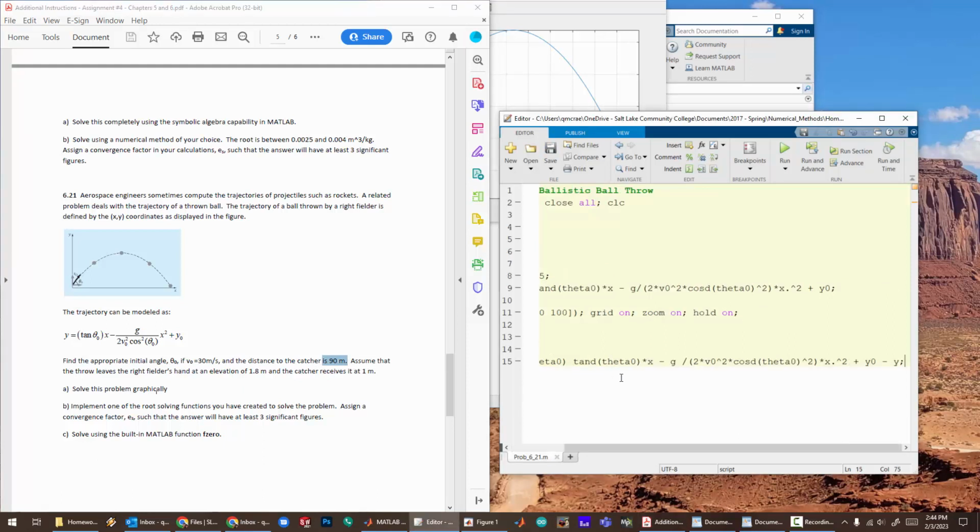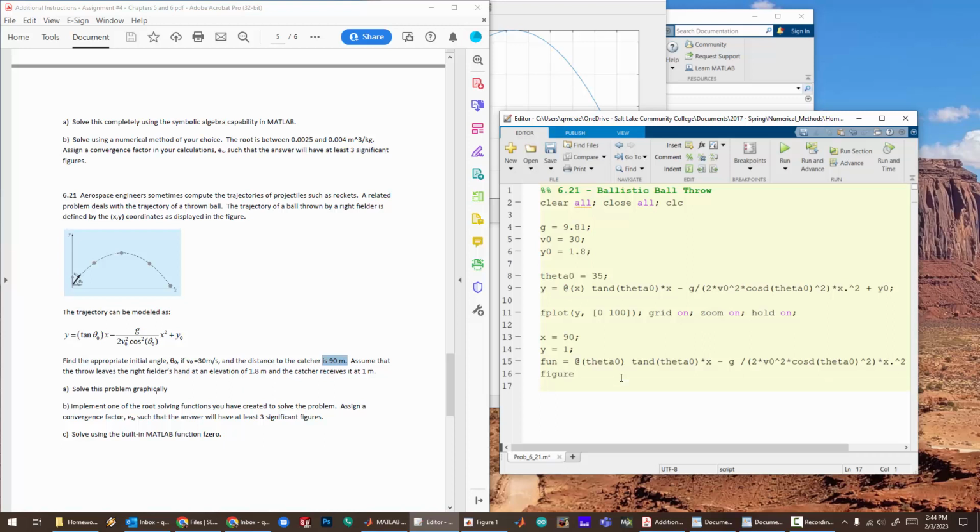Okay, so now I could do an fplot on this. And actually, maybe that's the thing to do. Let's go ahead and create a new figure. And we're going to go fplot of function. Now, we kind of figured out that it should be somewhere between 30 and 40 degrees. So let's just do that. Let's go from like 20 to 40 degrees. Okay, so let's run that.